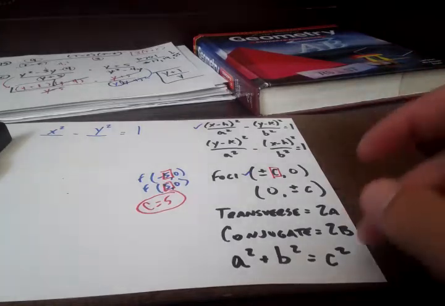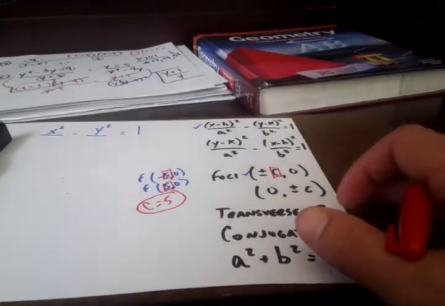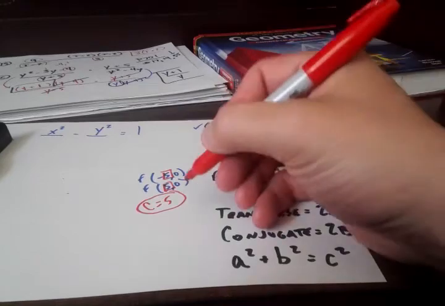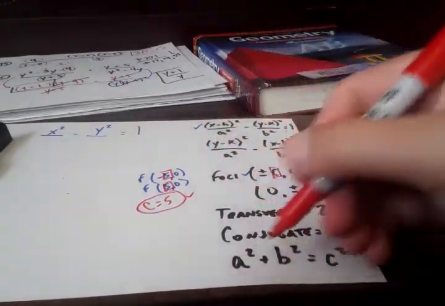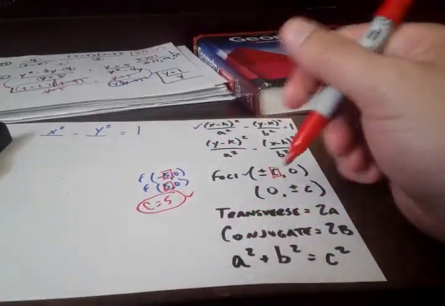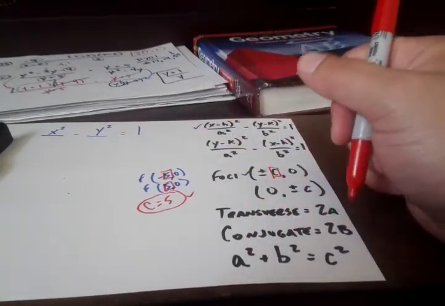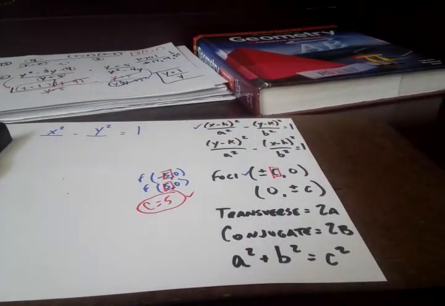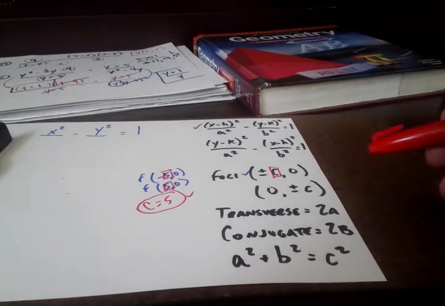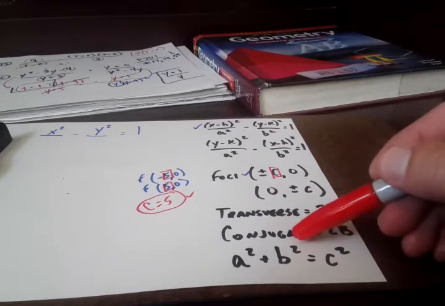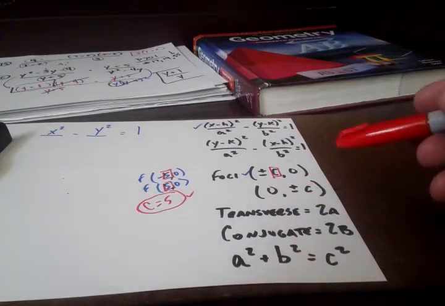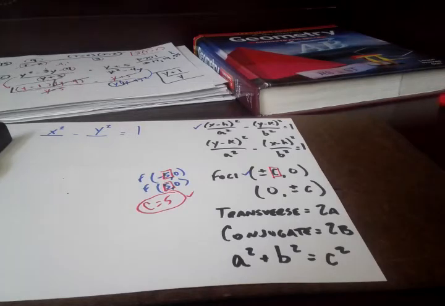What we need to do is plug in everything we can, but right now we only have c. So we need to find either a or b, and that's what I'm going to show you how to do. If you look at the transverse and the conjugate axis, they are talking about the distances between the hyperbolas, which are similar to the major and minor axis of an ellipse.